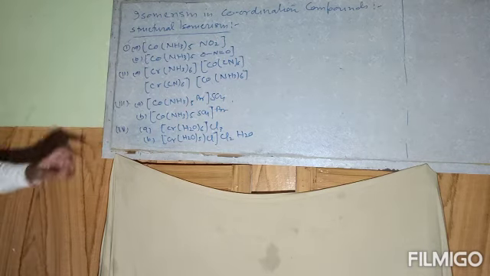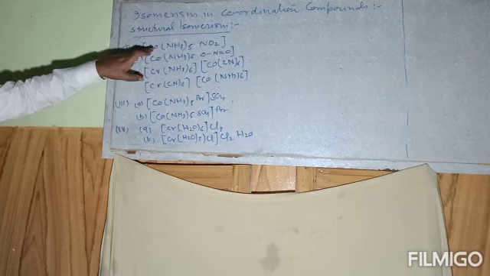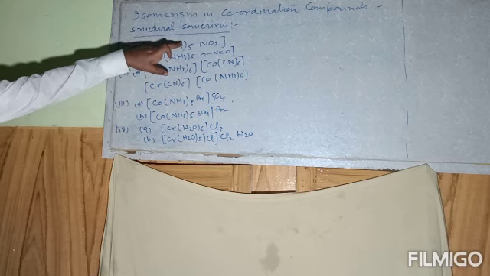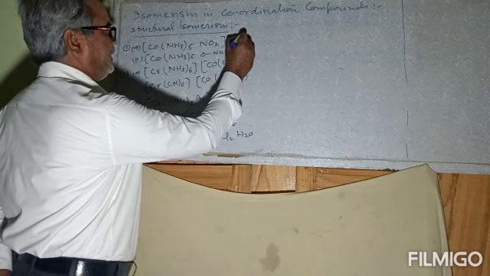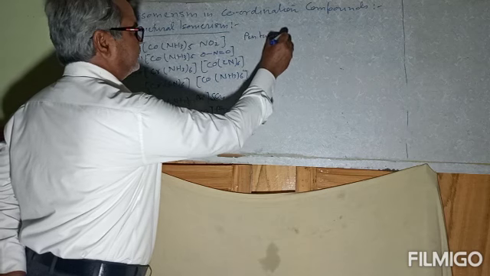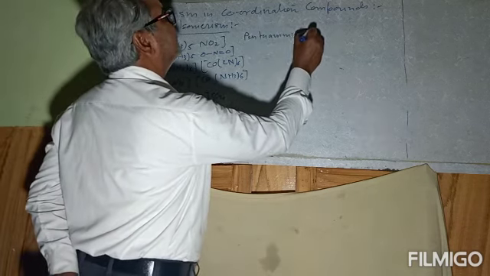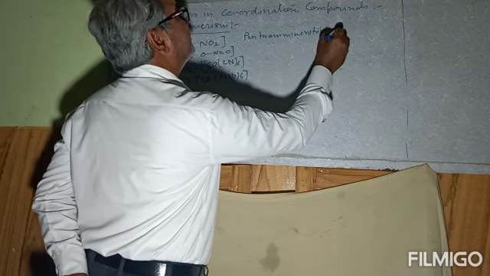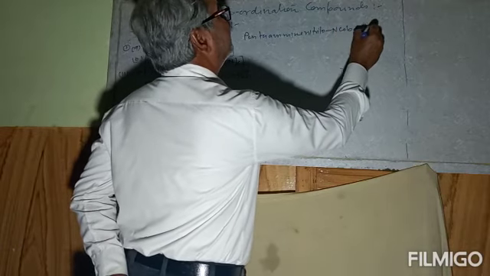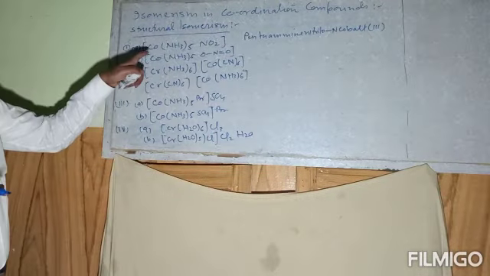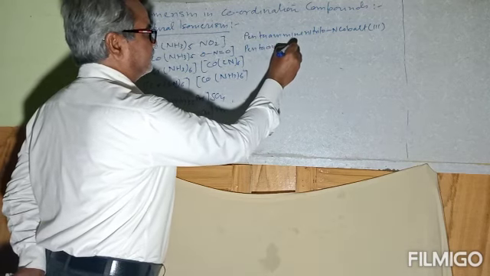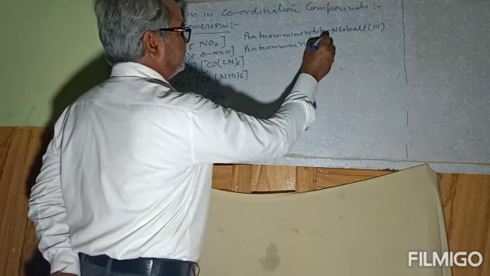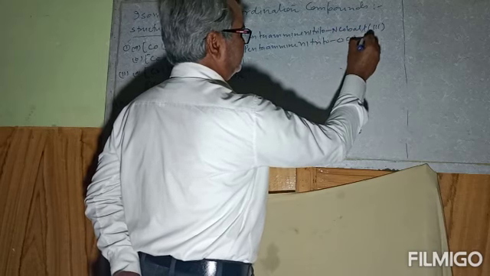See here, the name of this compound is pentaamminenitrito-N cobalt(III), and the name of this compound is pentaamminenitrito-O cobalt(III). What is the difference in these two compounds?